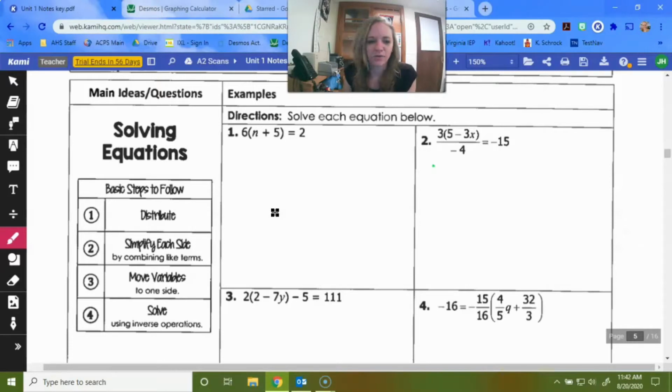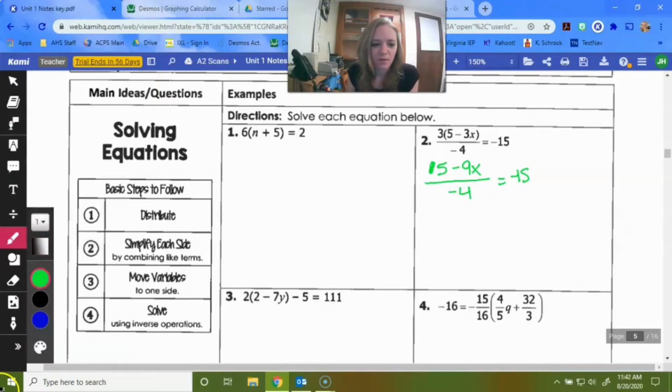Well, it does say distribute first. Let's just go ahead and distribute first. 3 times 5 is 15. Minus 9x divided by -4 equals -15. For any of you people that are like, Miss, how do I skip this step? Yeah, okay. I know you're out there. So times both sides by -4, times this side by -4, and that'll cancel all that. And we're left with 15 minus 9x equals 60.